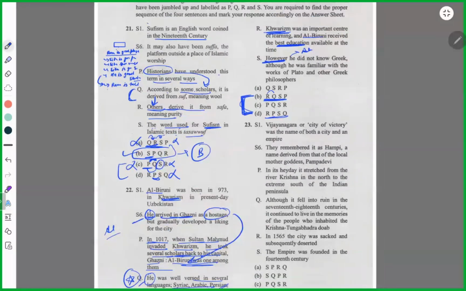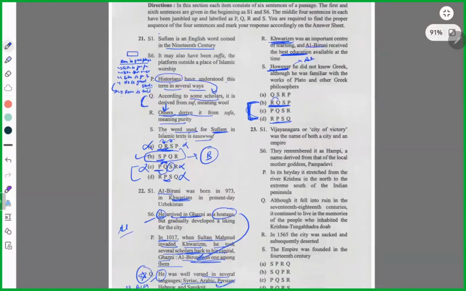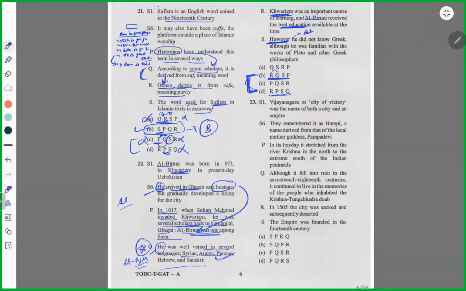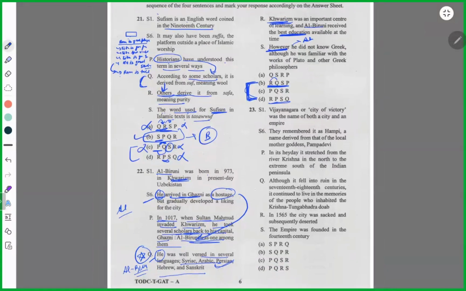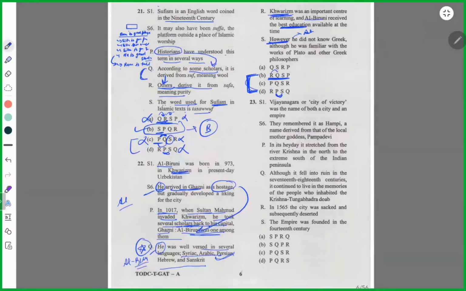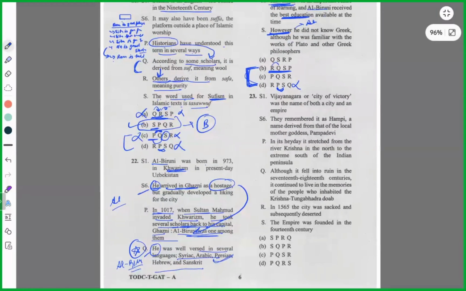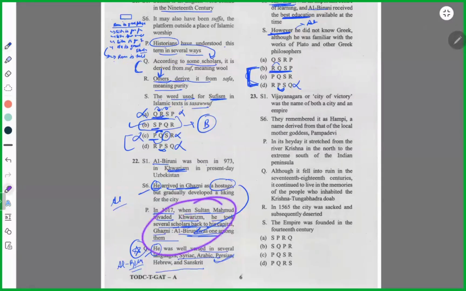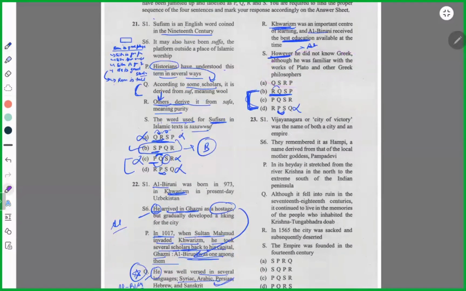Now RP. Khwarizm was an important center of learning. Al-Biruni received the best education. In 1017, Sultan Mahmud invaded Khwarizm. He took several scholars back to his capital. Al-Biruni was one of them. Then RPS: however, he did not know Greek. So now see, P and S are not making any sense. Here Sultan Mahmud captured and took Al-Biruni. What is the point of writing that he did not know Greek, when he knew Plato and the Greek philosophers? It does not make sense. Again, logic, eliminated.